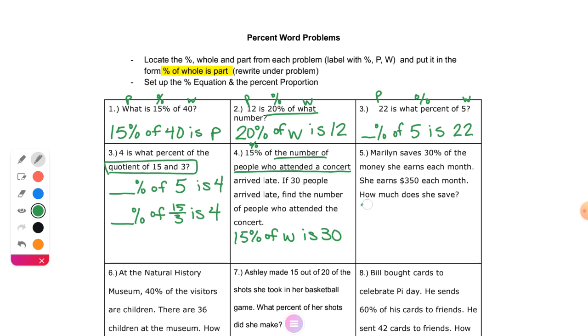Number 5, Brendan, what phrase did you come up with? 30% of 350 is P. P is our part. So that meant, sorry, I got lazy on labeling. Percent of the money she earned, and then it says she earns $350, so that is my whole. I am looking for how much does she save, which is our part.